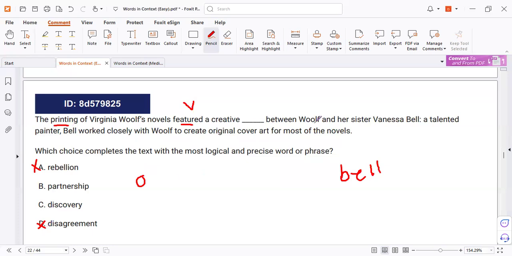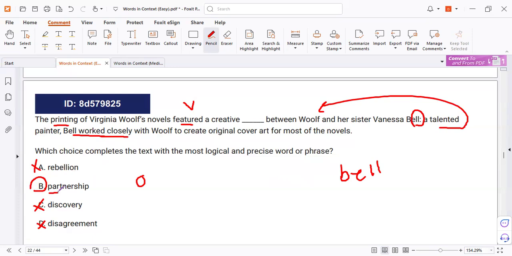Between Wolf and her sister. We don't know. We have the calling and the explanation to tell you what happened. So your answer is after the calling. A talented painter, Bell, worked closely together. So it was a partnership, not discovery. So they work together, they collaborate. There is cooperation between them.